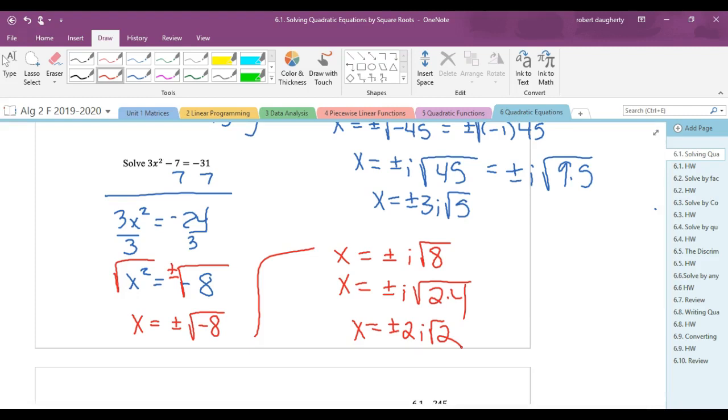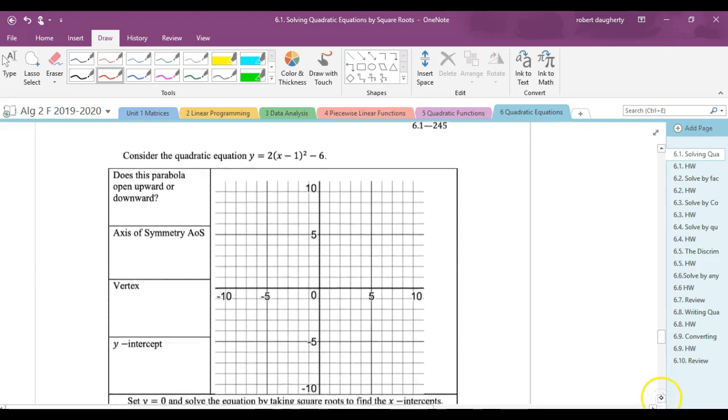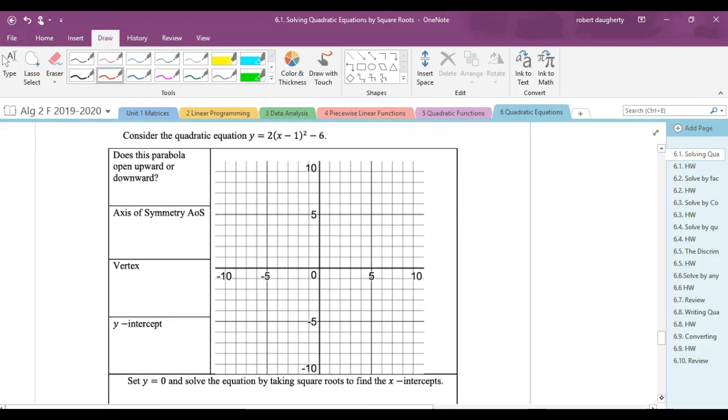Okay, is this starting to feel okay? We're combining radical properties, which you should know, with complex numbers. With the parabola, what form is this in? Vertex form. So does the parabola open up or down? Parabola opens up. What's the vertex? 1, negative 6.